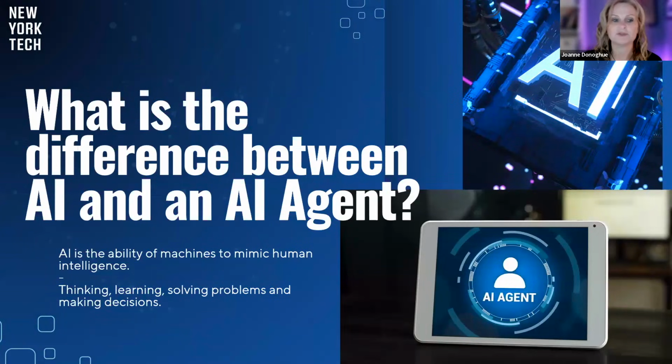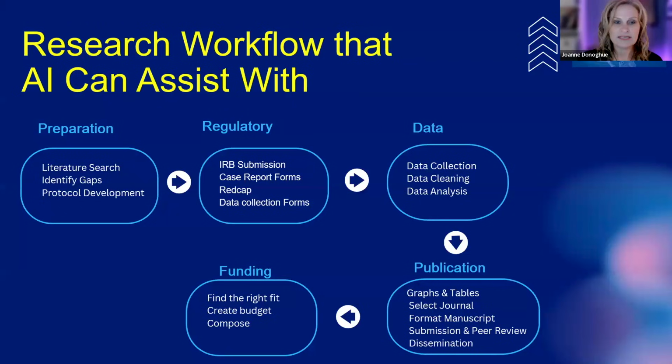So first, what's the difference between AI and AI agent? It's the ability for it to mimic human intelligence. It learns how to think, learn, it problem solves, and it makes decisions better than AI can. So this is our research workflow. It's quite extensive. We have our literature search. We have to identify the gap. We make a protocol. Then probably the part that takes the longest for us is the IRB submission, our case report forms. We have to learn REDCap. We have to make data collection forms, and then we have to analyze our data. And then from that, we go to publication.